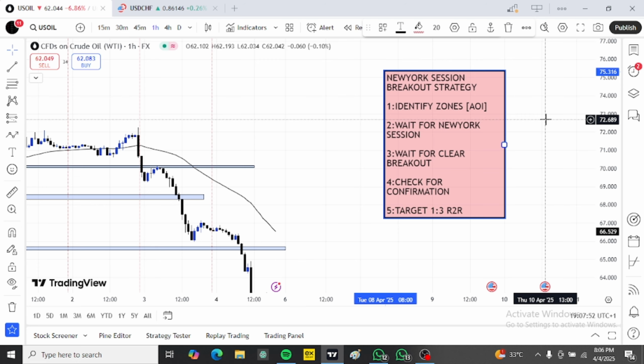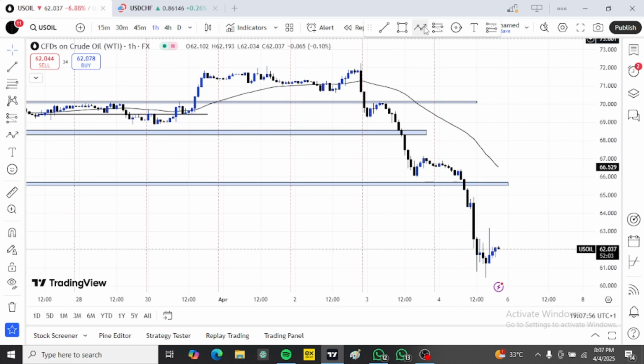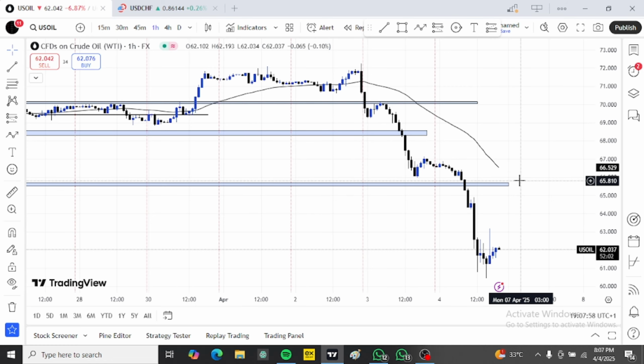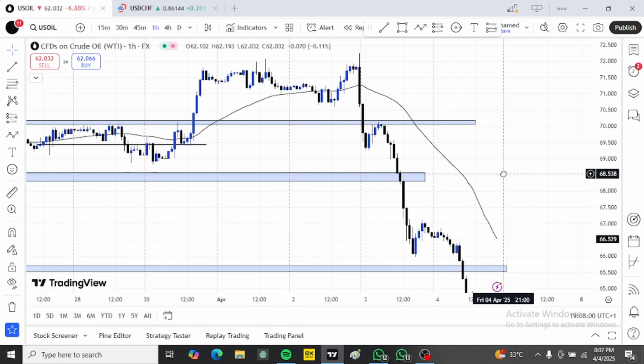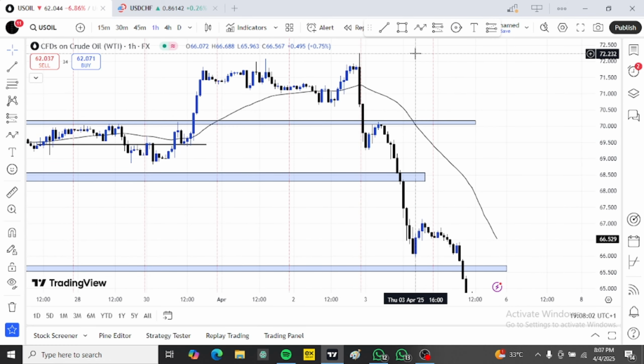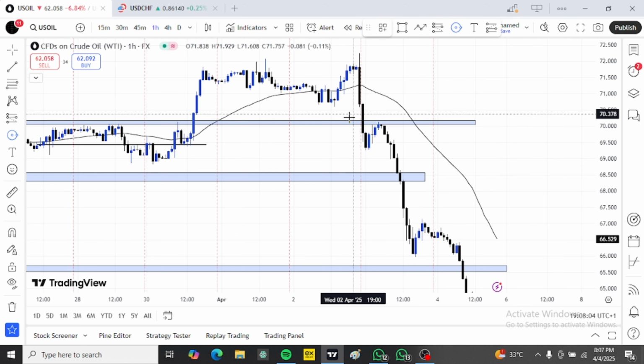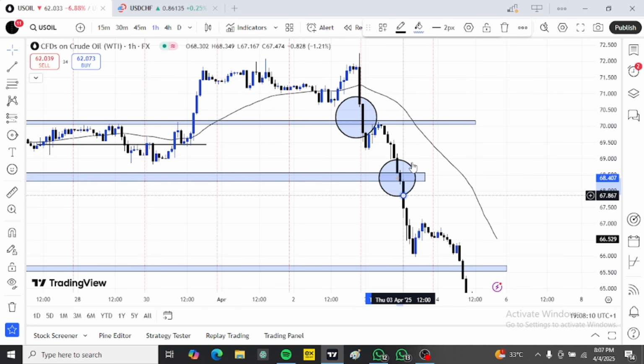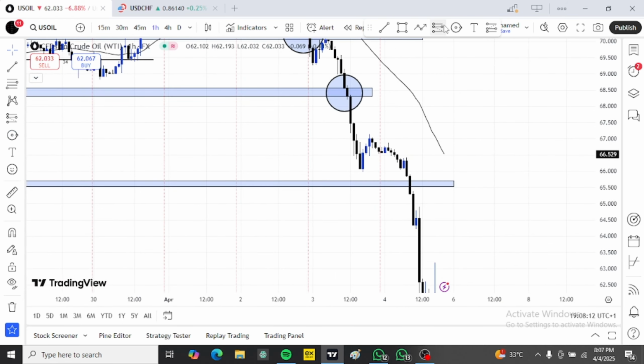Then there's a wait for a clear breakout. A clear breakout is a breakout of all these zones. This line I've drawn on my chart, that's a clear breakout. There was a breakout here. There was a breakout there. There was a breakout here. All these are breakouts. There was a breakout there.